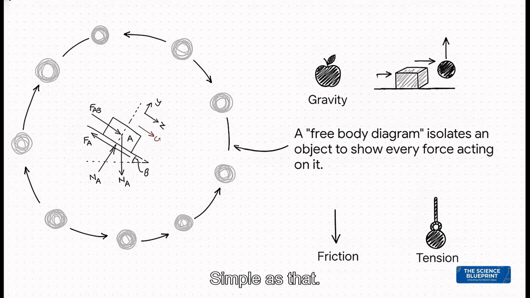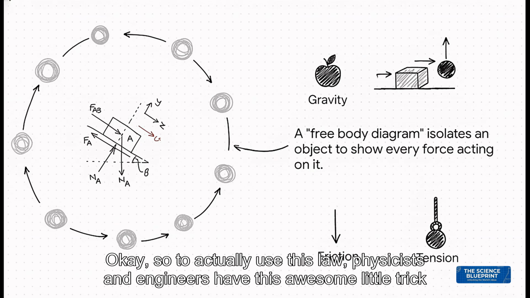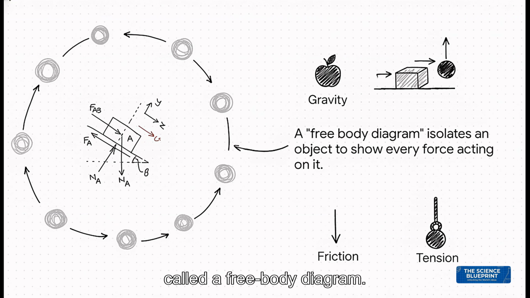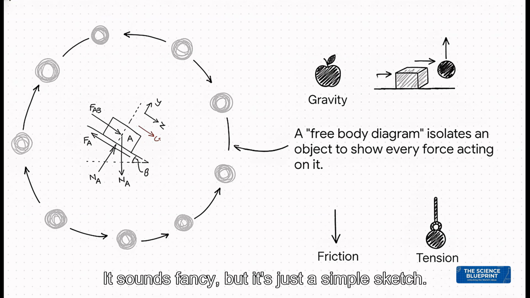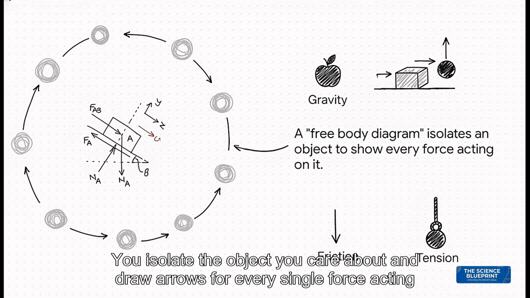Simple as that. Okay, so to actually use this law, physicists and engineers have this awesome little trick called a free body diagram. It sounds fancy, but it's just a simple sketch. You isolate the object you care about and draw arrows for every single force acting on it.